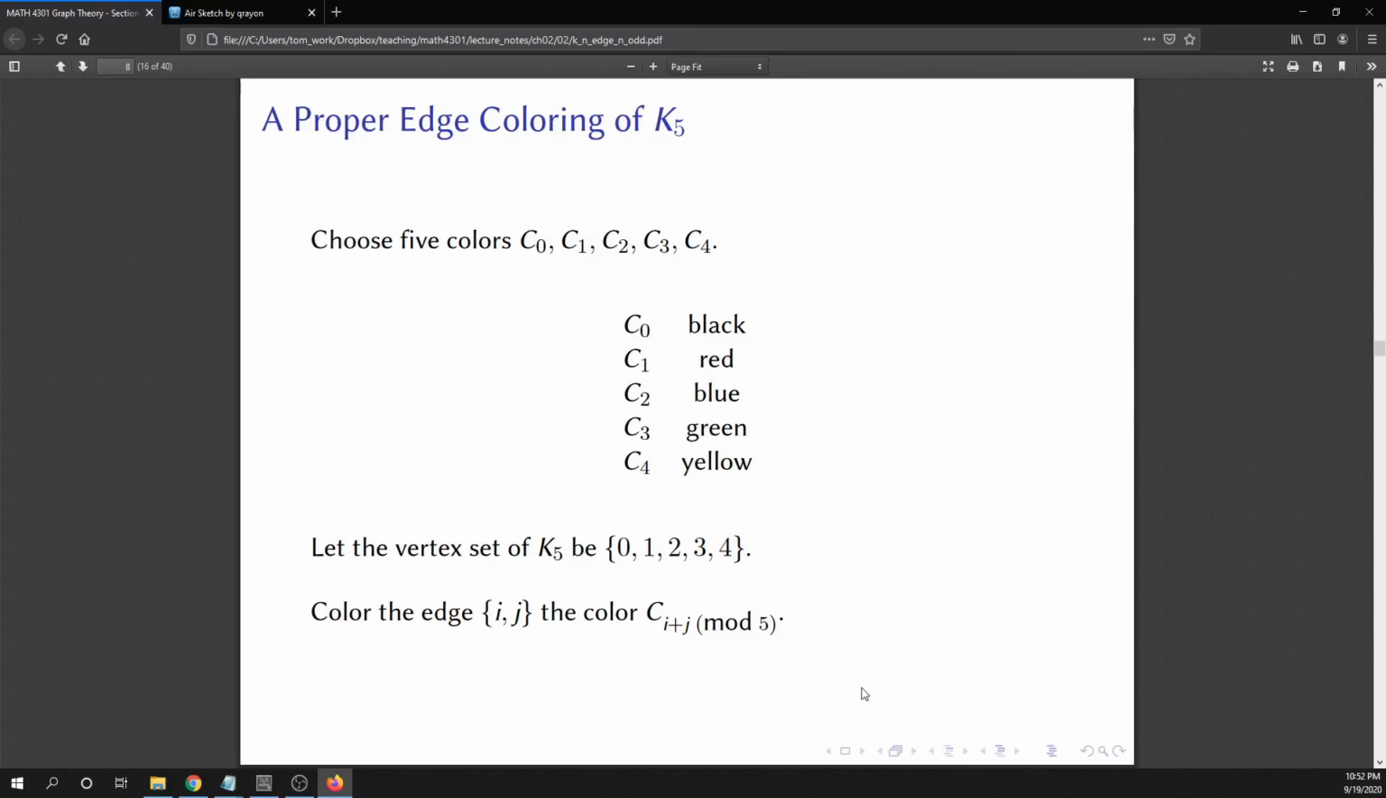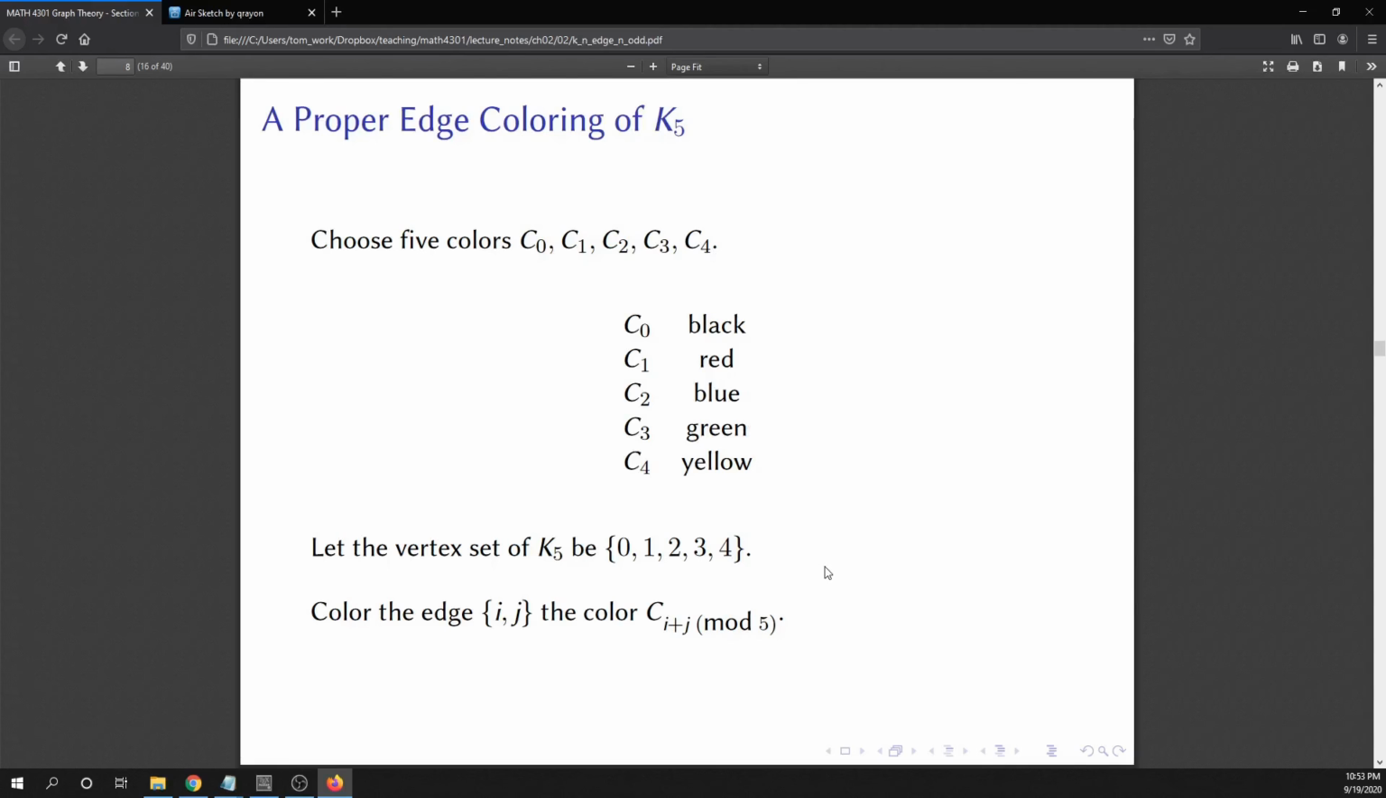Okay, so before we go into the general proof, let's just take a look at a specific example. A lot of times that will help you understand what the proof is saying and how it applies in a specific case. And sometimes it's helpful to look at that. All right, so we are going to show a proper edge coloring of K5, okay? So choose 5 colors. Let's say C0, C1, C2, C3, and C4. You can pick distinct colors for those. So here are the colors that I picked.